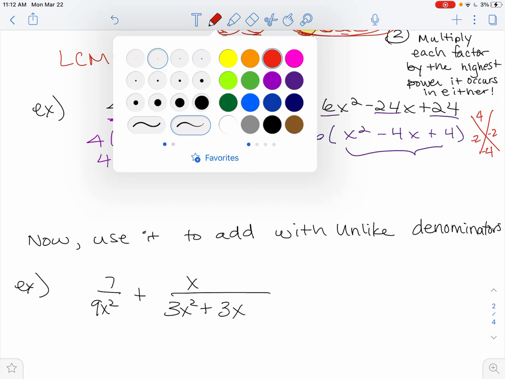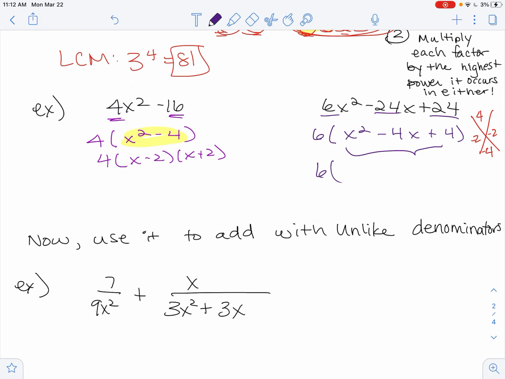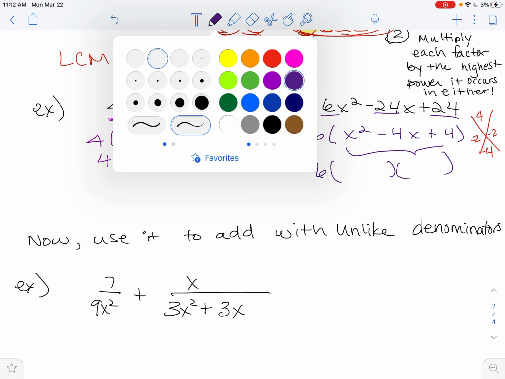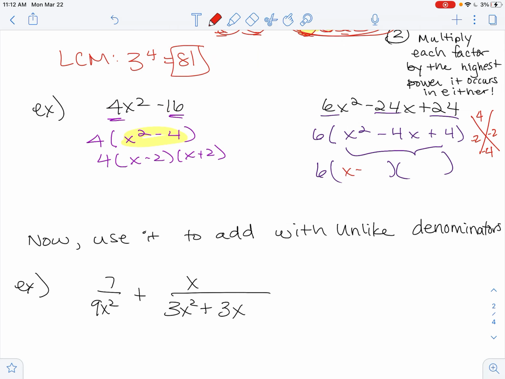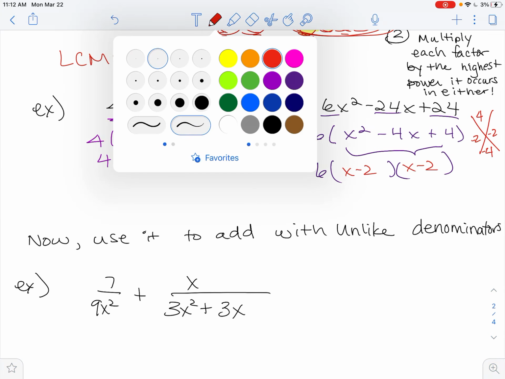So I end up with this 6 stays the same, and now I'm factoring these. And I end up with x minus 2 times x minus 2. So now we're going to look to see, okay, what factors happen in both of them? And we're going to multiply each of them by what happens.